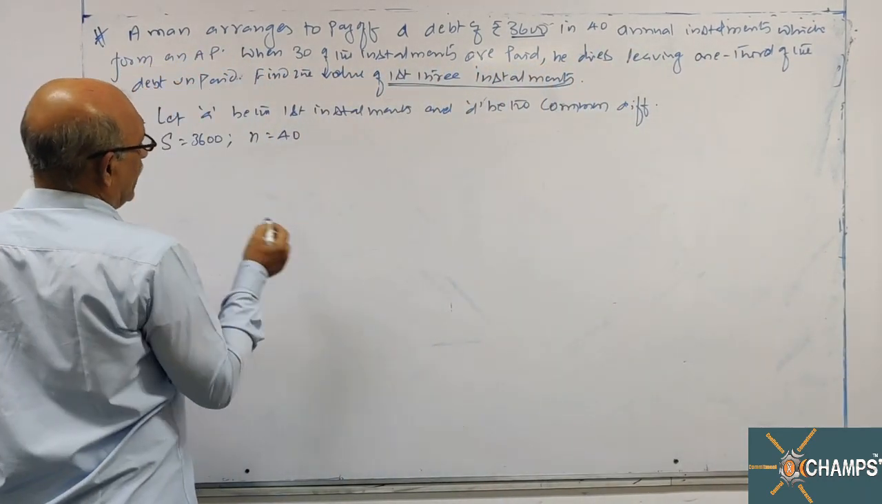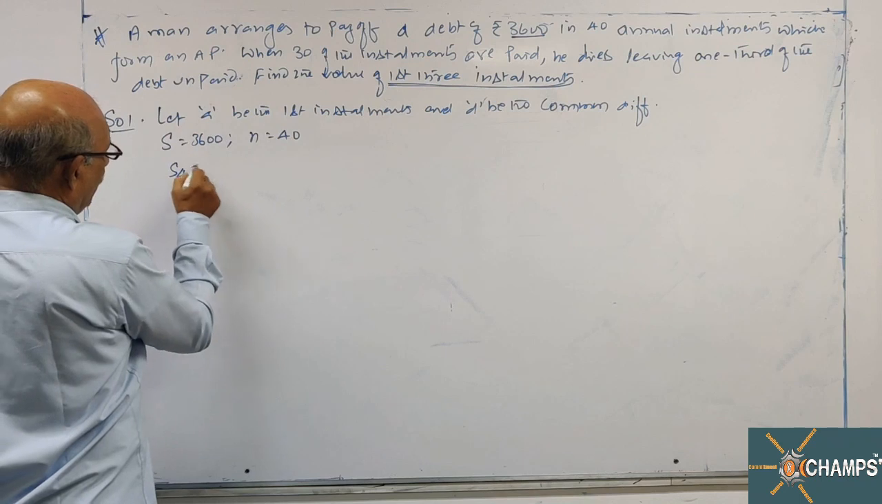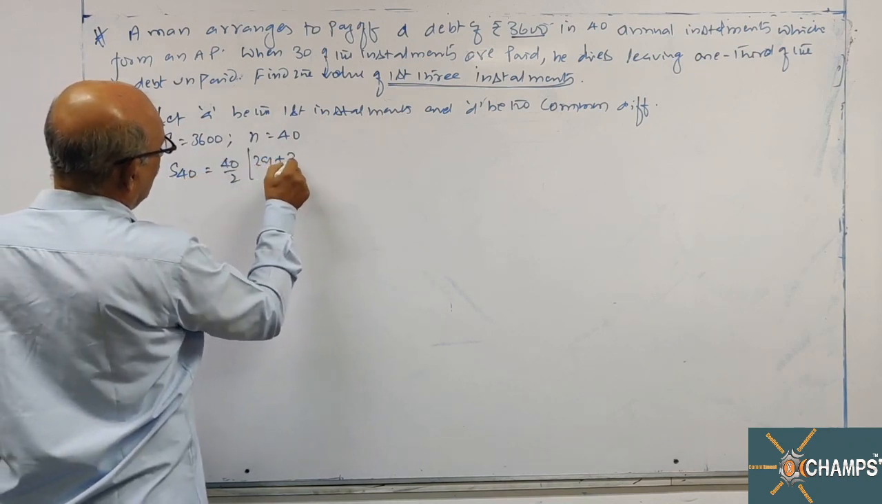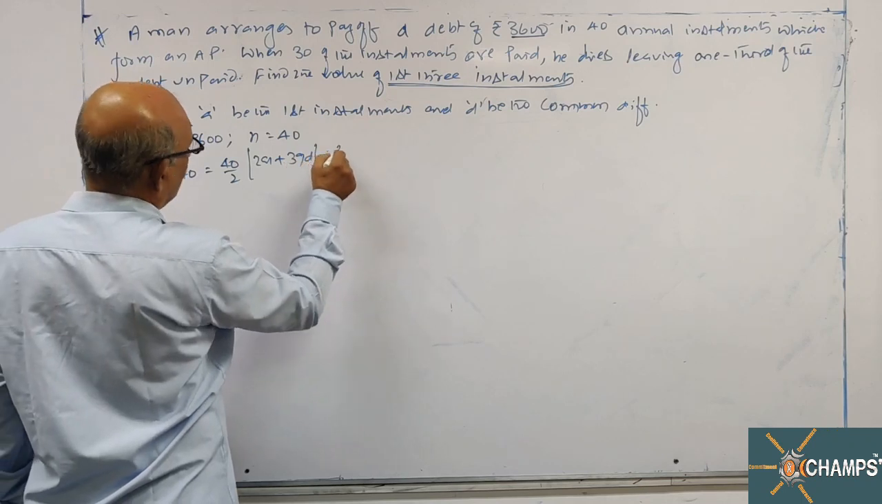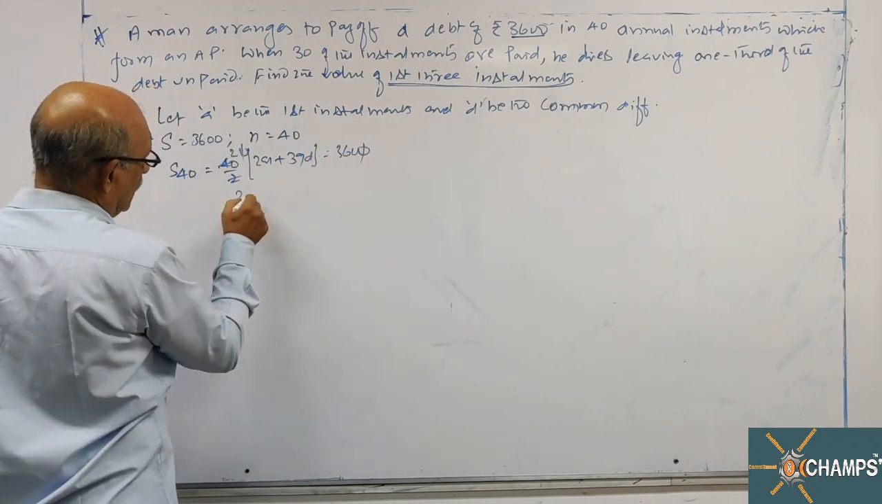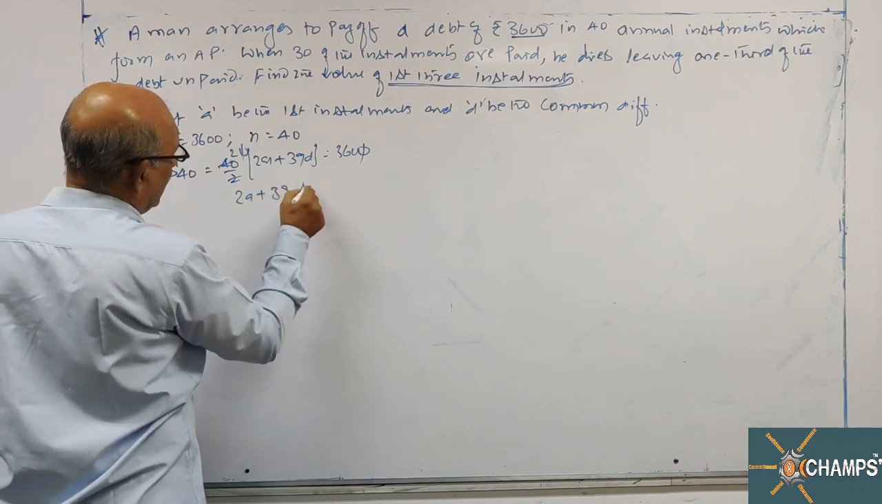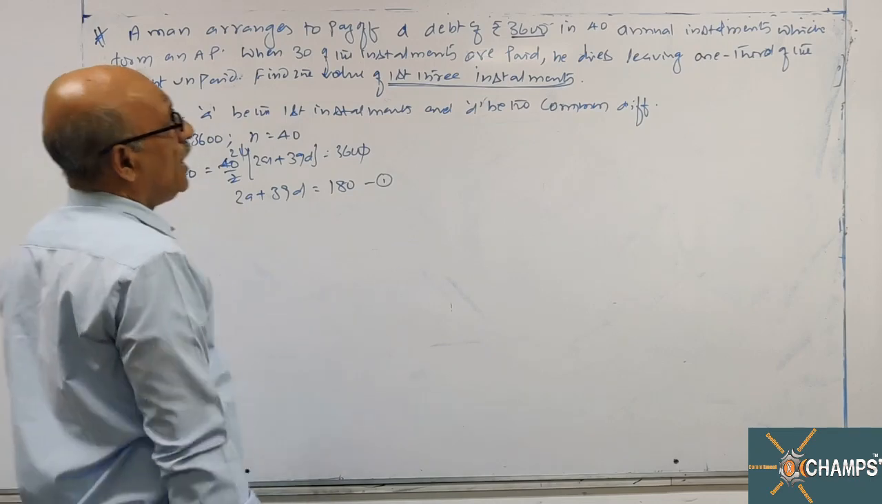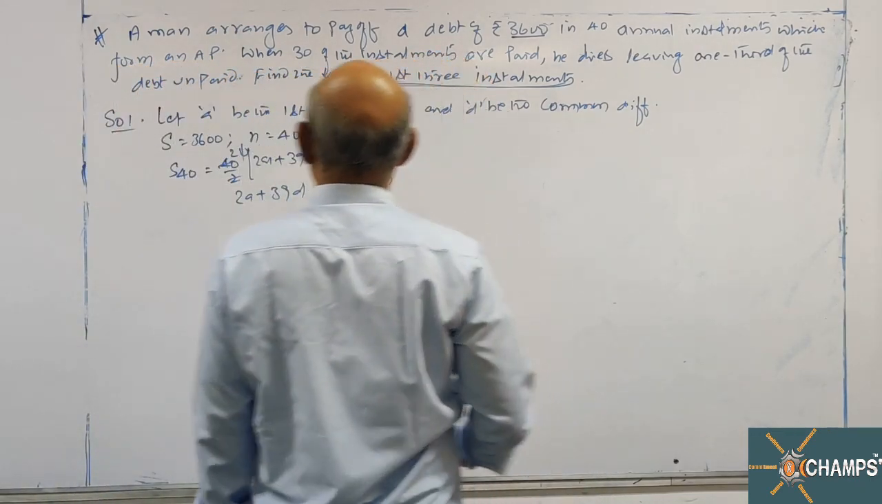So two unknowns are there, two equations are required. S40 is equal to 40 by 2 into 2a plus 39d. This is equal to 3600. 2a plus 39d is equal to 180. Equation number 1.